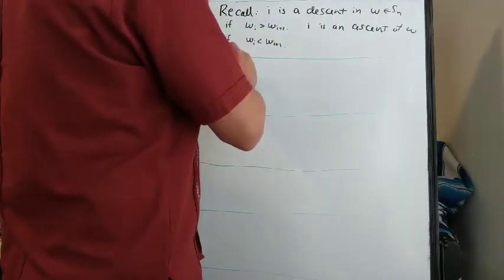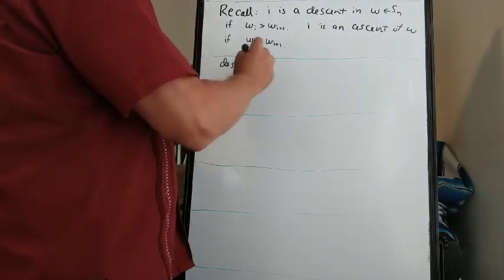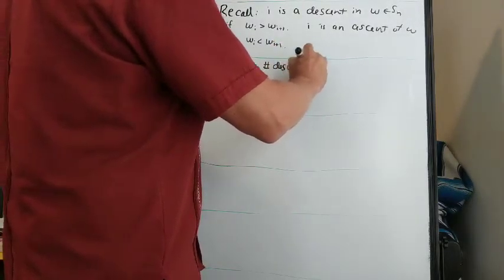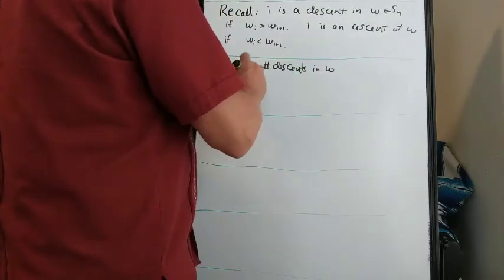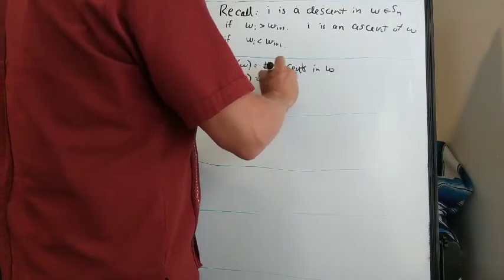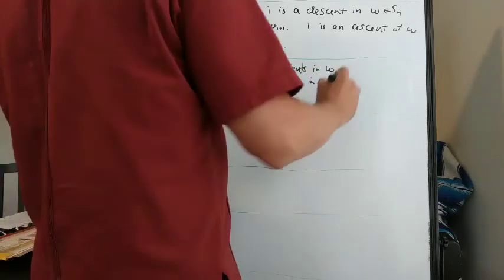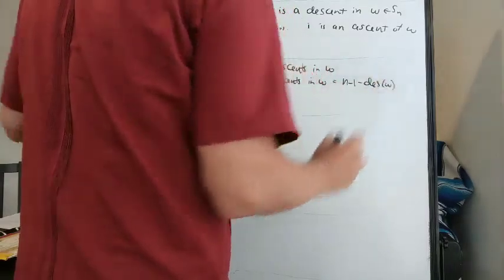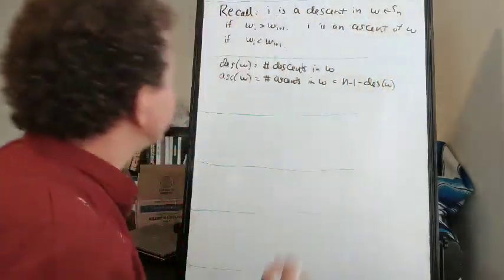Then DES of w is the number of descents in w. And we can let ASC of w be the number of ascents in w, which is n minus 1 minus the number of descents. Because at every position, we have either that the next letter is greater than or smaller than the letter in the position that we're looking at.